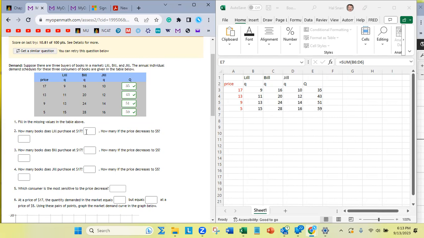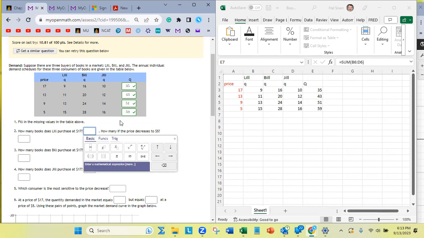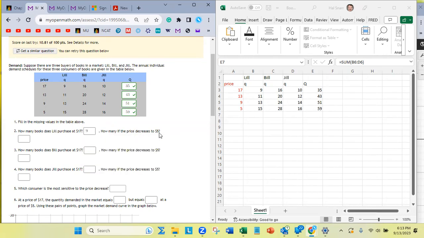Now we're going to just answer some questions, right? How many books does Lil purchase at 17? Well, she purchases 9, right? How many if the price decreases to 5? Well, she'll purchase 15, right?